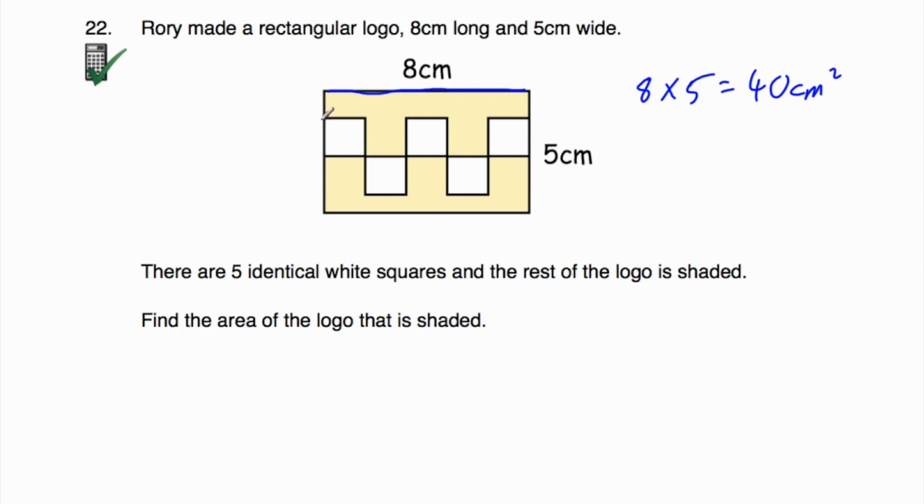But if you look, that is the length of 1, 2, 3, 4, 5 squares. So if we take our 8 centimeters and divide it by 5, we will find the length of each square. We will find how long this distance is because it's the same for each of them because they're identical. So let's do 8 divided by 5, and that would tell us the length of one of the squares. So 8 divided by 5 is equal to 1.6. So that means each square is 1.6 centimeters long.